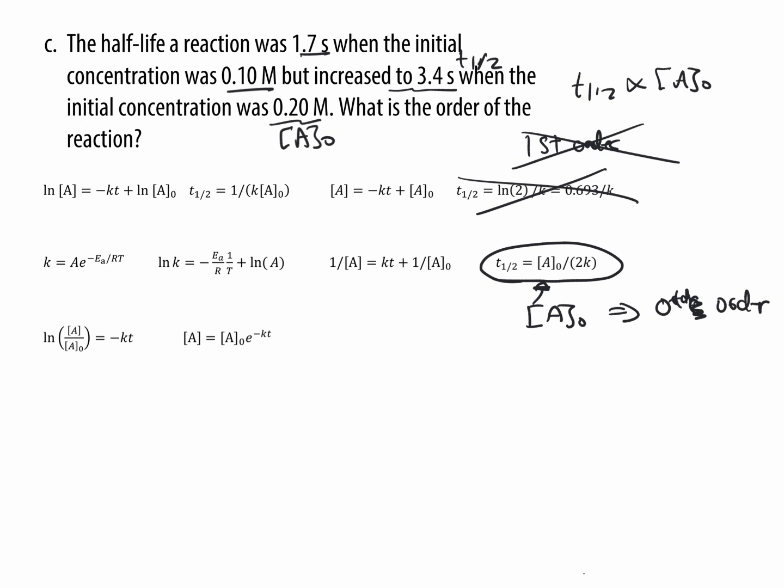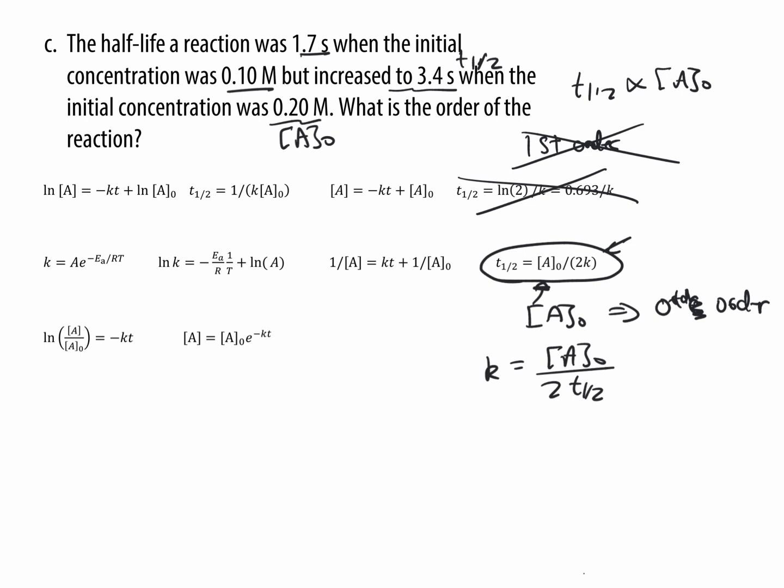So this will work. Again, there are some ways you could check it. You could try to solve for K. I could get that K here is equal to A naught over 2 T1/2. And so I'll get the same value of K. I can plug in 0.2 and 3.4 and 0.1 and 1.7 and get the same value of K. So that would be a way to check this.